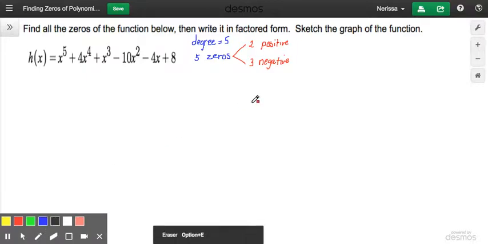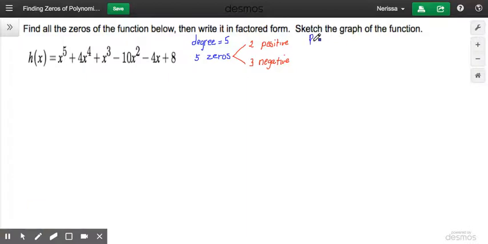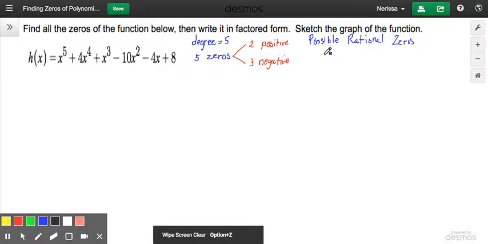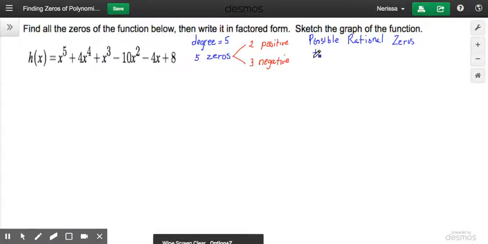So this time we need to make a list of the possible zeros so that we can begin our search of the zeros. Okay, so let's list our possible zeros here. So possible rational zeros. Okay, and our list will include positive and negative of some numbers. Now, what are these numbers?